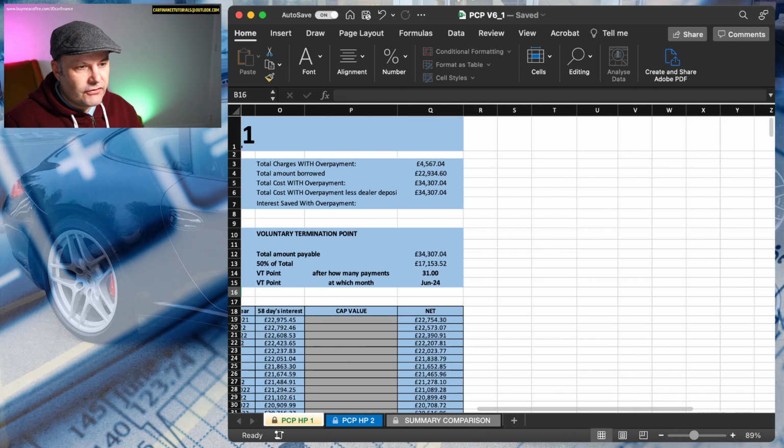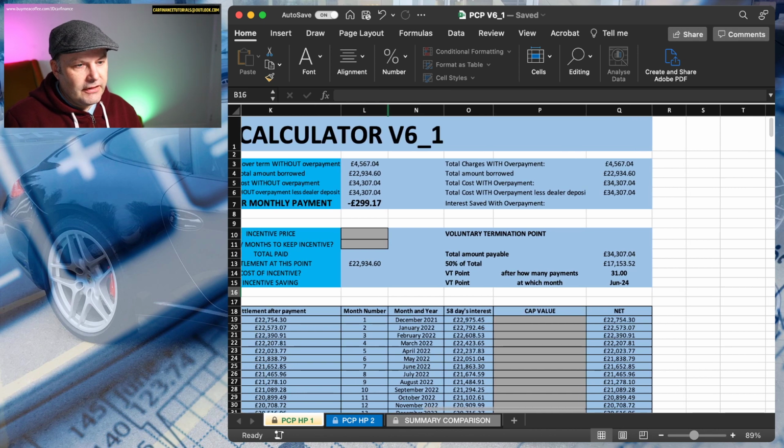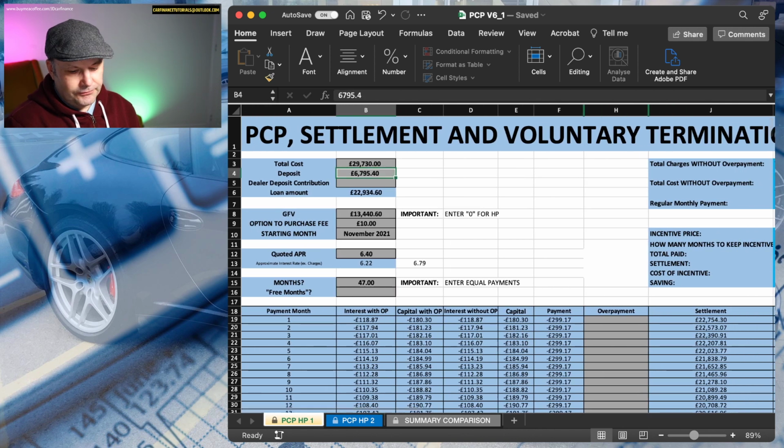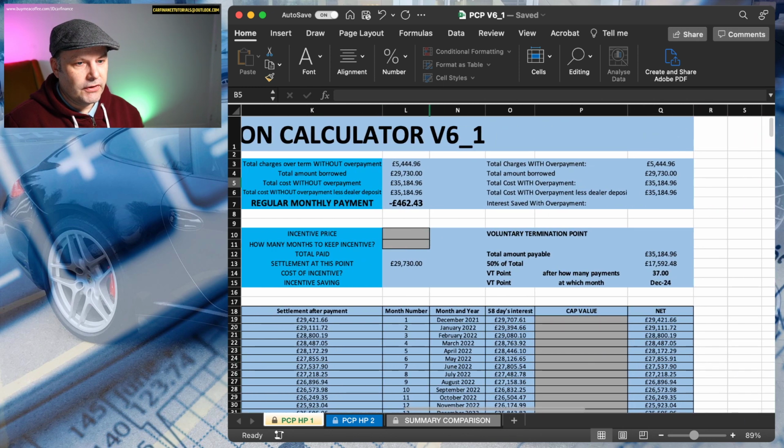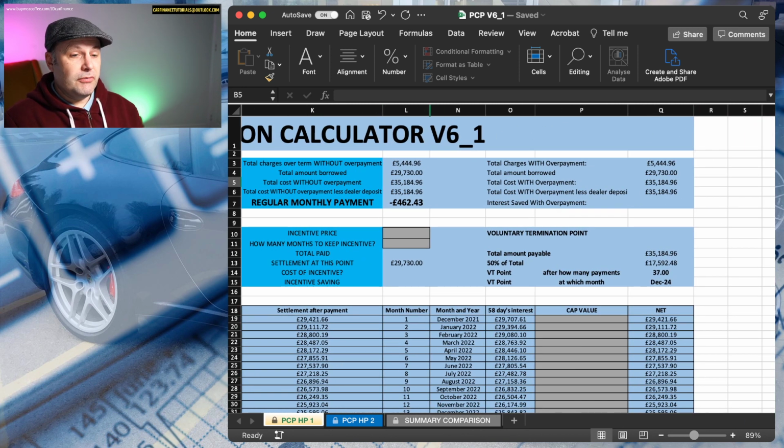So we go over here, look, the spreadsheet tells me, there we are, total amount payable 34,307. So 50% of that is 17,153. We will have reached that at 31 months, not 24. Okay, now obviously the bigger deposit you put in, the earlier you will potentially reach that point because the deposit counts. So if I didn't have any deposit, obviously our monthly payment's going to shoot up to 462, but we're not going to hit the VT point until month 37. So something to bear in mind.